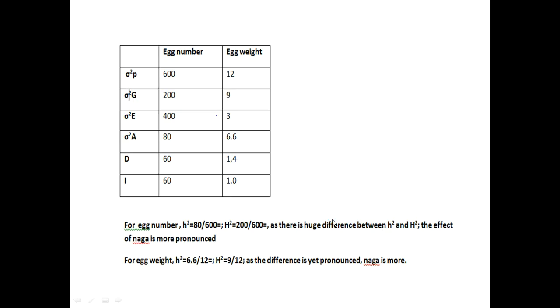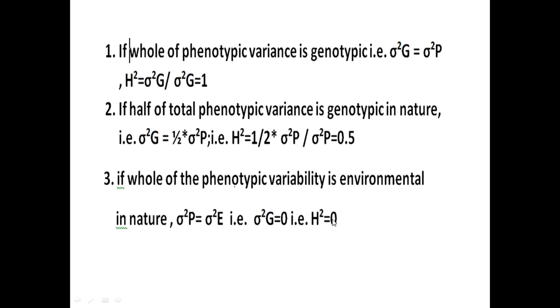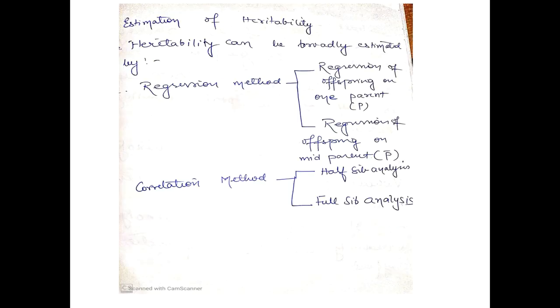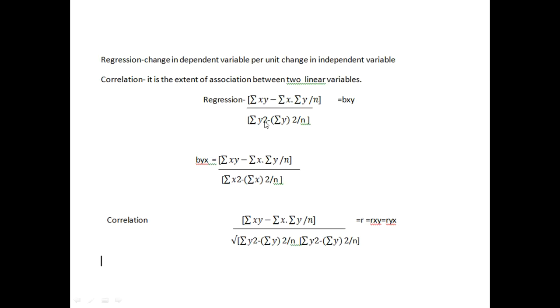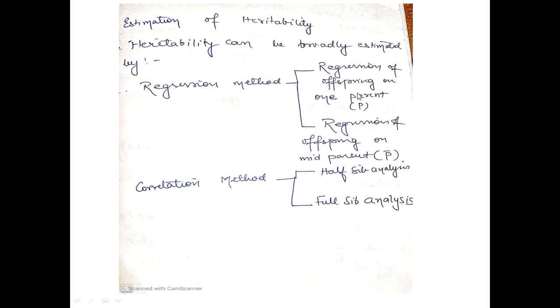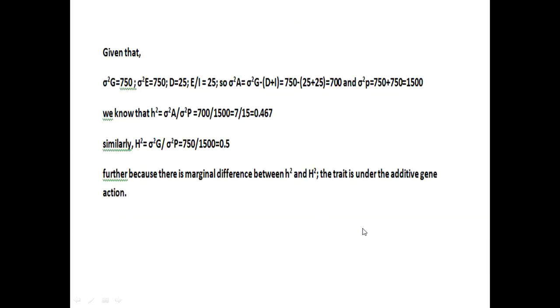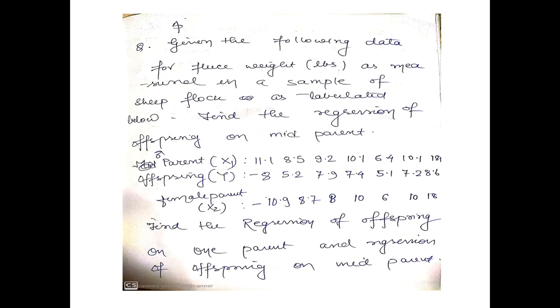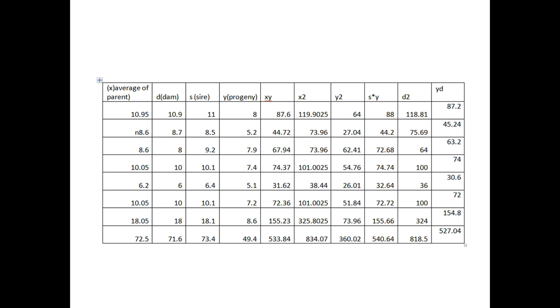We already saw in the first slide that regression was of two types. The methods of estimation of heritability were of two types: regression and correlation. Regression again of two types, offspring on one parent and mid-parent. Correlation: half-sib analysis and full-sib analysis. So when you talk about the regression of offspring on one parent and regression of offspring on mid-parent, we will be taking them together one by one. Both the methods will be shown in this question only.